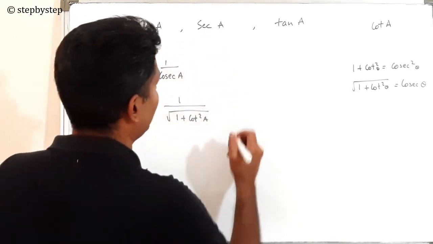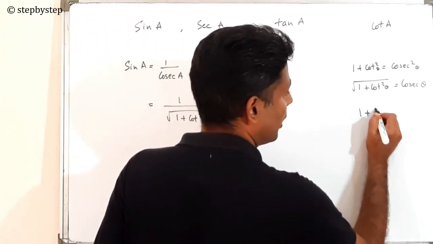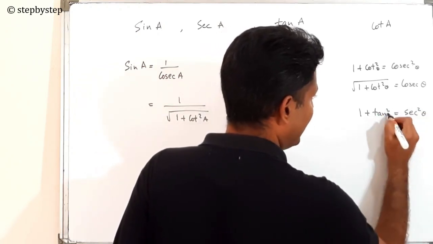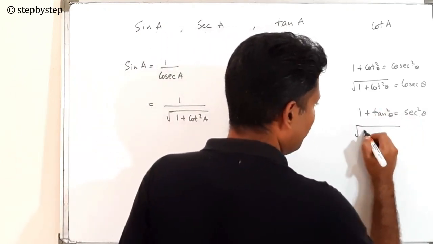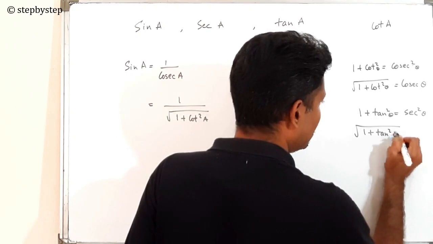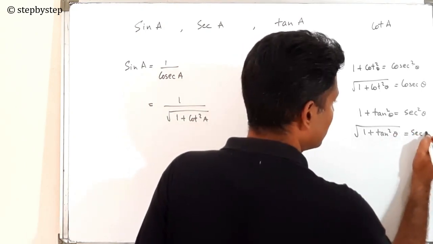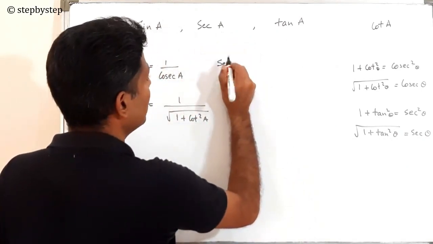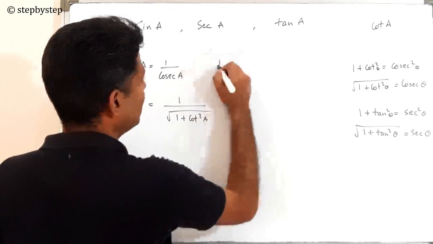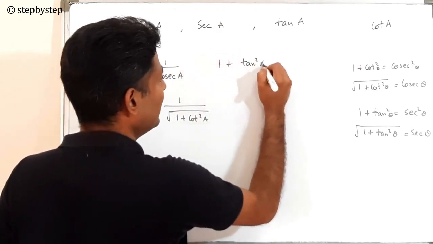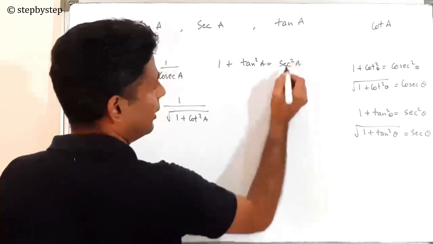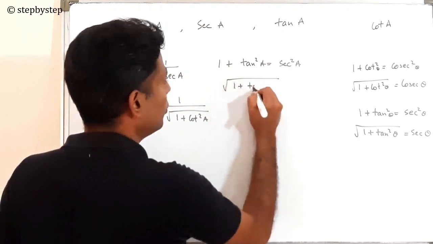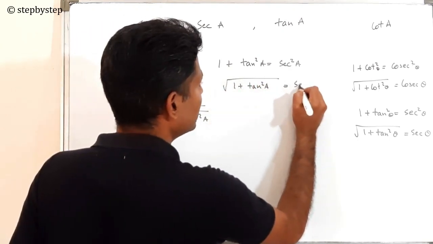Now the second thing, secant A. What identity do we have? 1 plus tan square theta equals secant square theta, right? So secant theta will be root of 1 plus tan square theta. So 1 plus tan square A equals secant square A. If for secant A I have to take the square to the other side, it becomes root of 1 plus tan square A equals secant A.